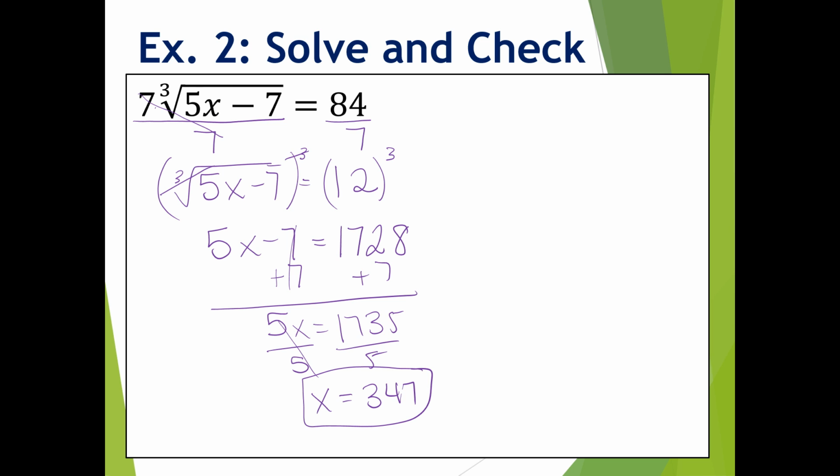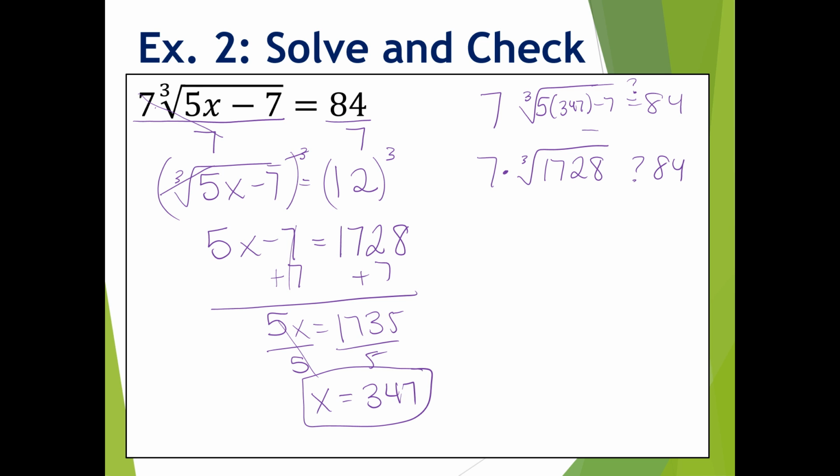Okay? So, I'm seeing 347. I'm like, oh my gosh, we don't usually get numbers that are that high as our answers. That's weird. Usually my answer is like 5 or 7. So let's check it. So we got 7 times the cube root of 5 times 347 minus 7 equals 84. Okay, does it equal 84? Okay, so let's leave this for now. Let's do 5 times 347 minus 7. I already did that. It's 1735 minus 7, or 1728. Okay, so does that equal 84?